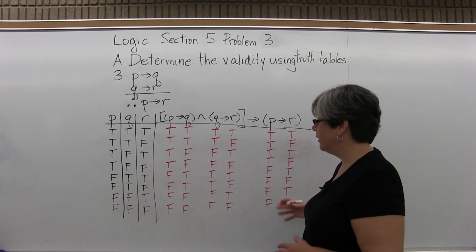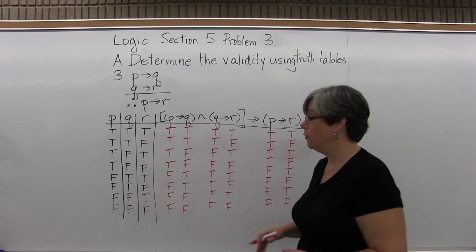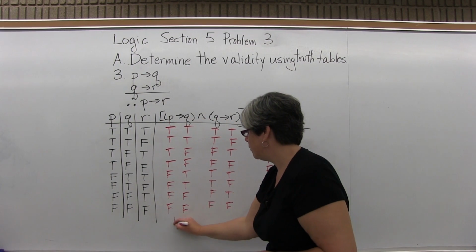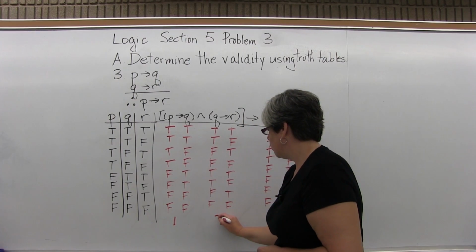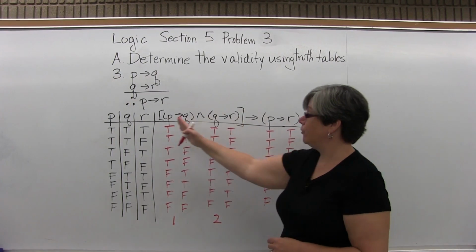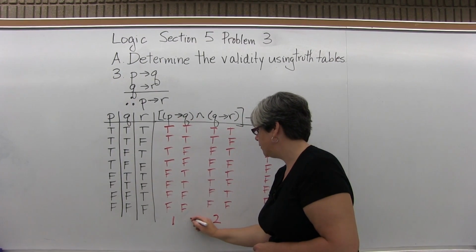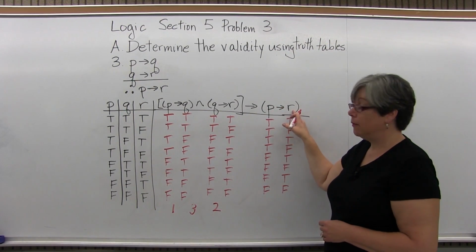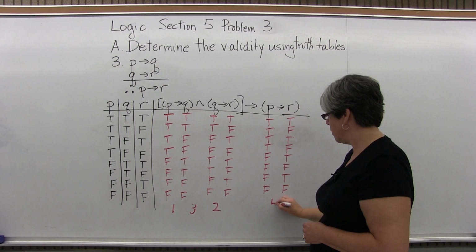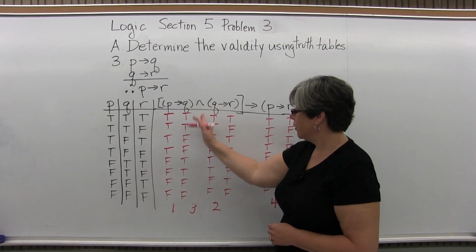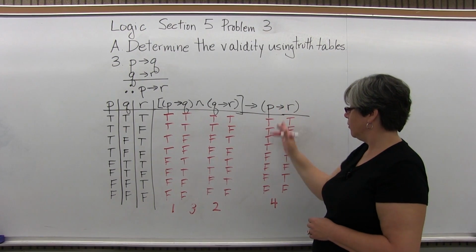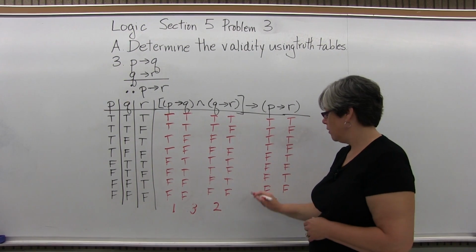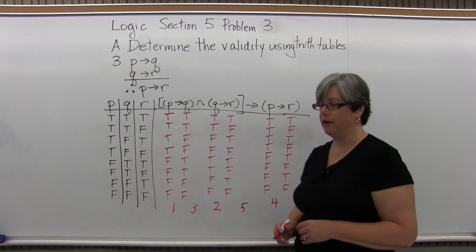With such a big one, we want to label those columns, make sure we do them in the right order. We're going to start with each of these if-thens first. So I'm going to label them 1 and 2. And then we'll do inside the brackets with the and of those two for 3. We're going to do P implies R for 4. And then finally, we're going to do the and statement of 3 with the P implies R statement of 4 for our 5th and final step.